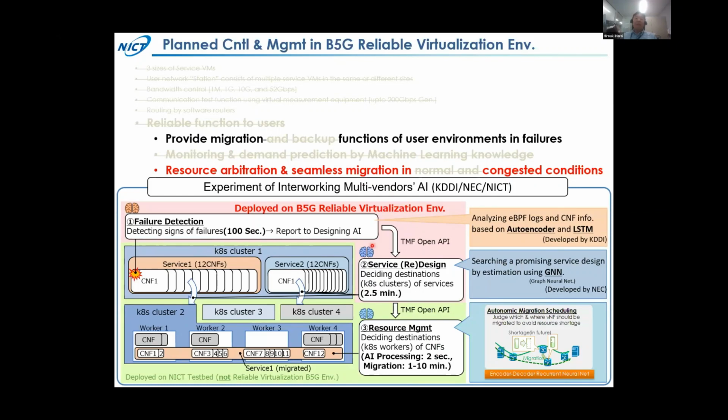This is our current experimentation. Before a trial in the reliable virtualization environment, we deployed multiple cloud native network functions, CNF, on our computer resources in the NICT testbed. We confirmed AI processing takes around 2 seconds, and CNF migration takes from 1 minute through 10 minutes. The same environment will be built on the Beyond 5G reliable virtualization environment later.